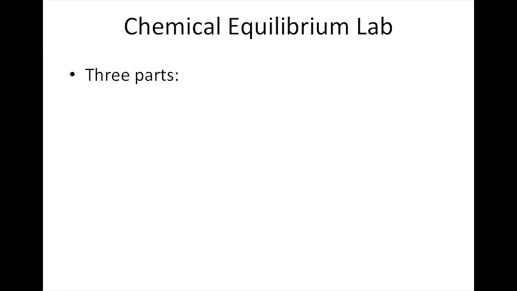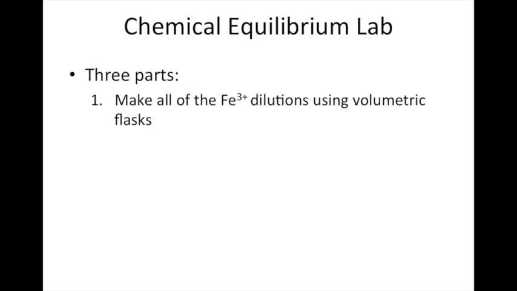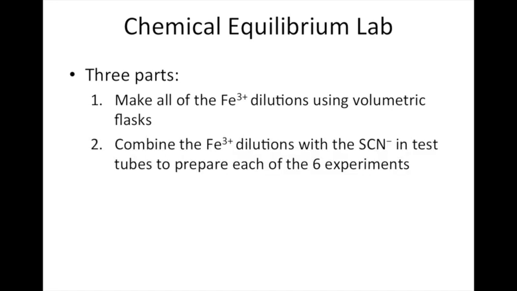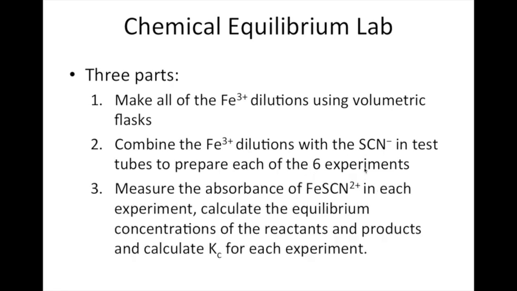So I want to talk about this video or divide this experiment into 3 parts. The first thing I want to discuss is how to make the iron 3 dilutions, and we'll use volumetric flasks for that. So we have to have decreasing concentrations of iron 3. So we'll discuss how to do that first. Once we have our iron 3 dilutions made, then we'll have to combine those with the thiocyanate in our test tubes in order to perform the reaction. So we'll show you how to do that.